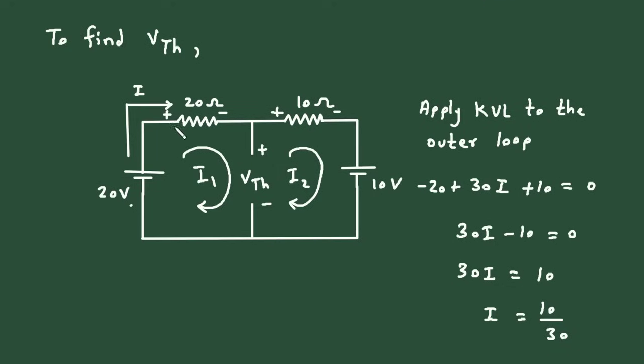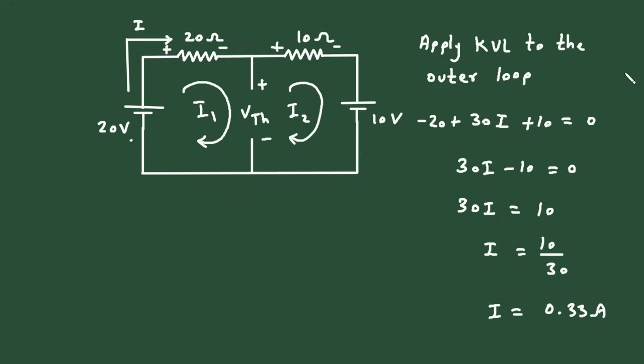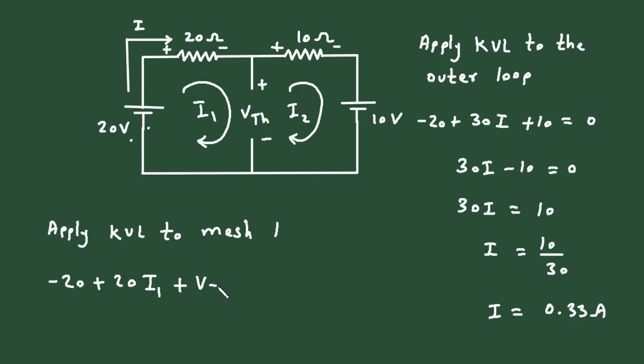Now here this I is equal to I1. So let's apply KVL to mesh number 1. Let's say we are starting from this point again. So it will be minus 20, then plus 20 I1, then plus VTH is equal to 0.